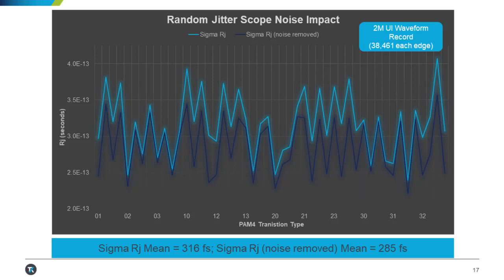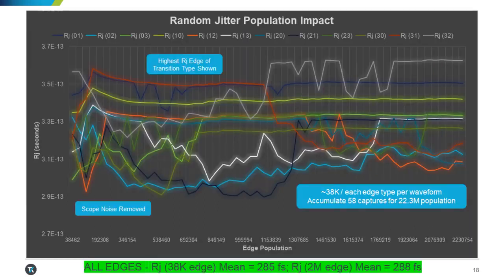And so the sigma RJ mean came out to 316 femtoseconds when you average across all these edges, and 285 femtoseconds with the noise removal. Another thing we wanted to look at was, I mentioned earlier that we only get 38K edges for each transition type.